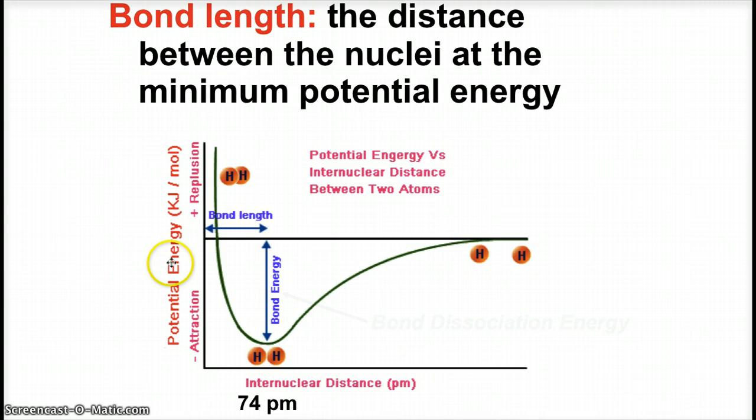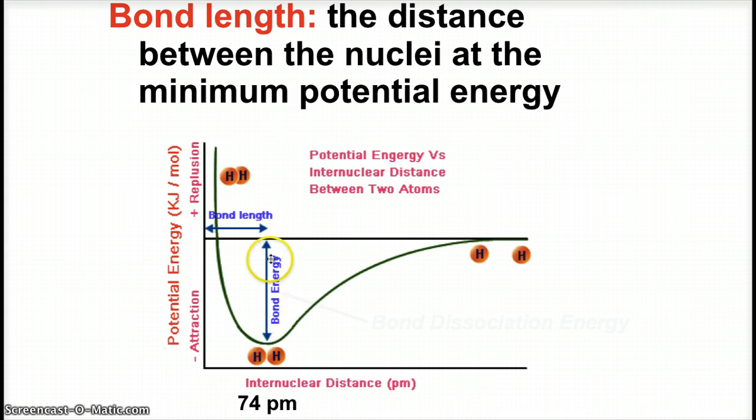And we see potential energy over here on the left, internuclear distance in picometers. So two hydrogen atoms apart have X amount of potential energy. Well, as you move them closer together, the potential energy drops until you get to this big dip in the curve, and that's where the potential energy is the lowest. And that is the bond distance, 74 picometers. And if you try and smush them any closer together, whoosh, that potential energy shoots up because of the repulsion. And you see over here it's a balance between attraction and repulsion.